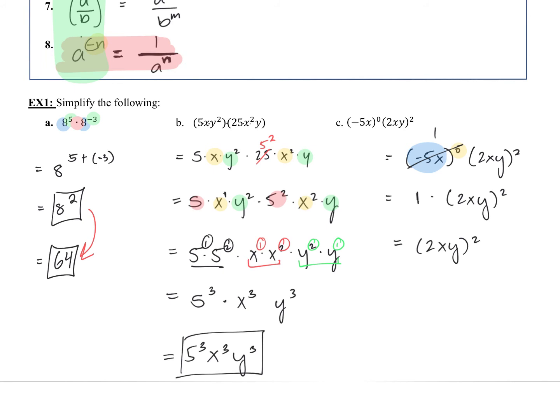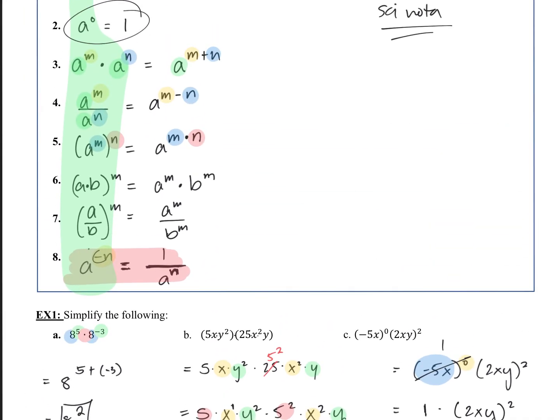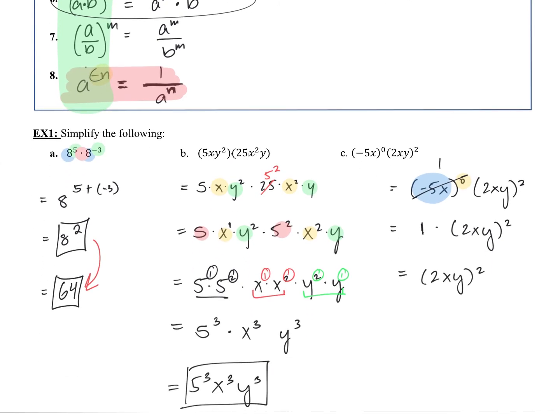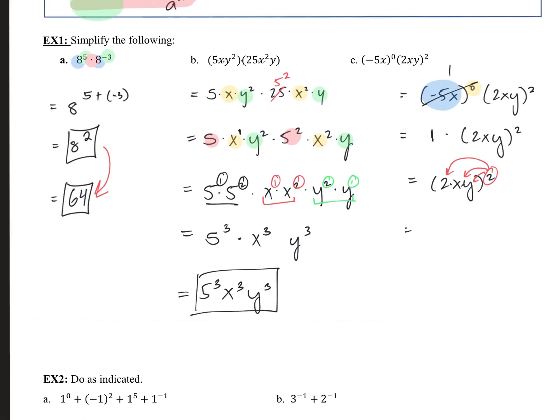Now what do we do? Now we have something that looks an awful lot like this rule right here. Because we have the multiplication going on the inside, we can go ahead and distribute that 2 to each of the terms. So the 2, the x, and the y each get the 2. So we get 2 squared times x squared times y squared. Once again, we can only distribute that exponent when what? We have the multiplication or division. All right, we can simplify that. 2 squared is 4, I know that. x squared, y squared. And we're done.